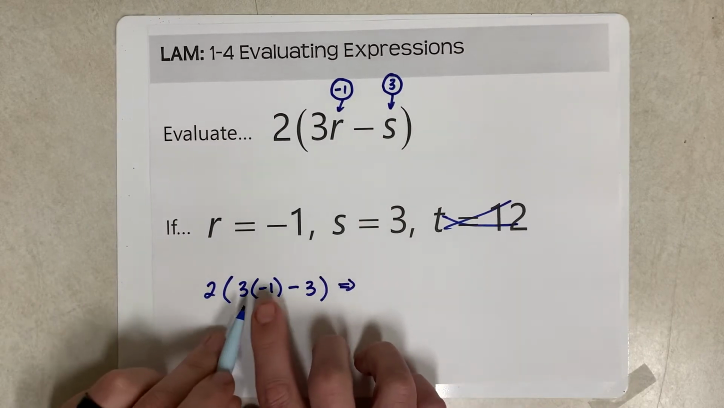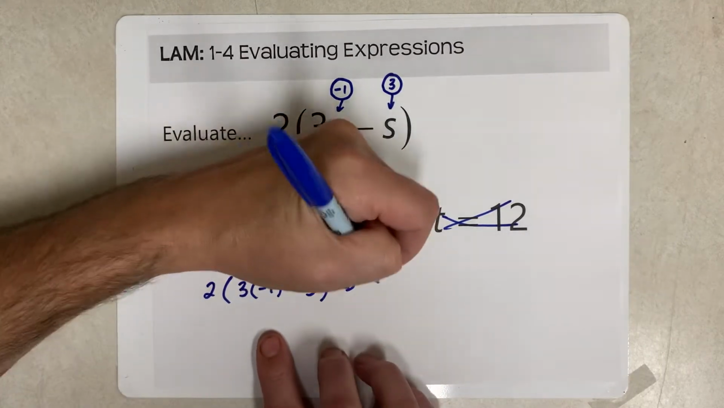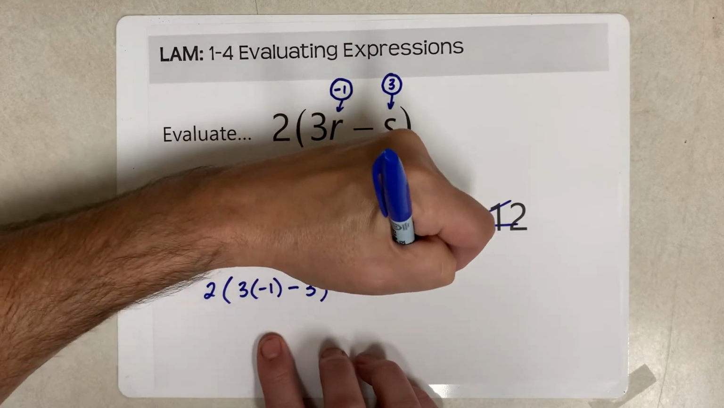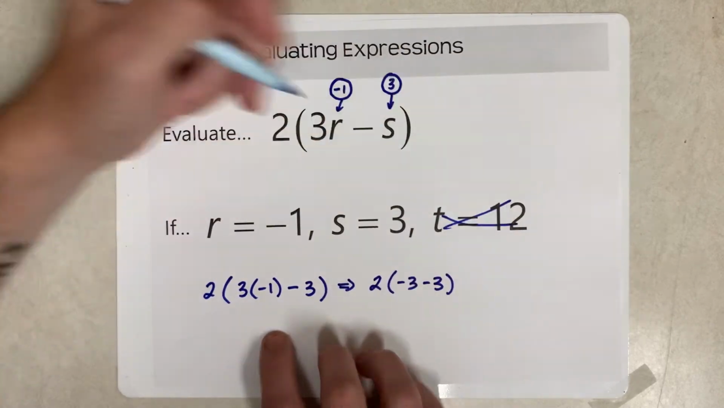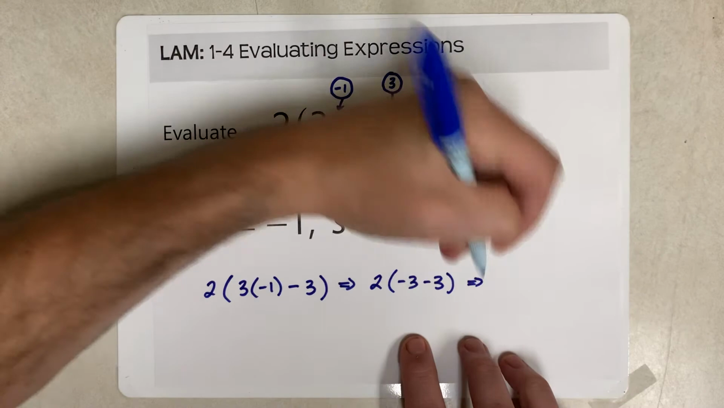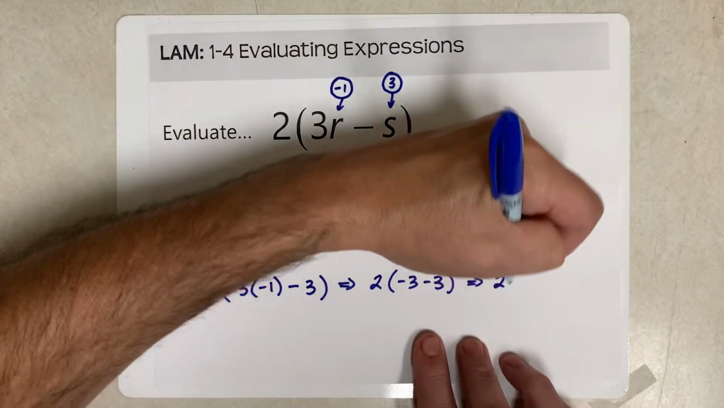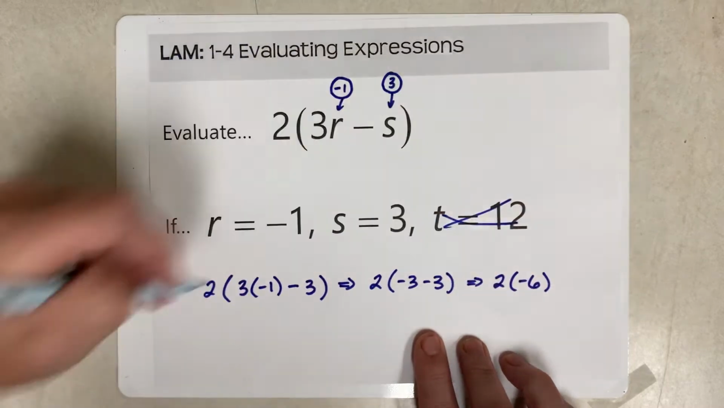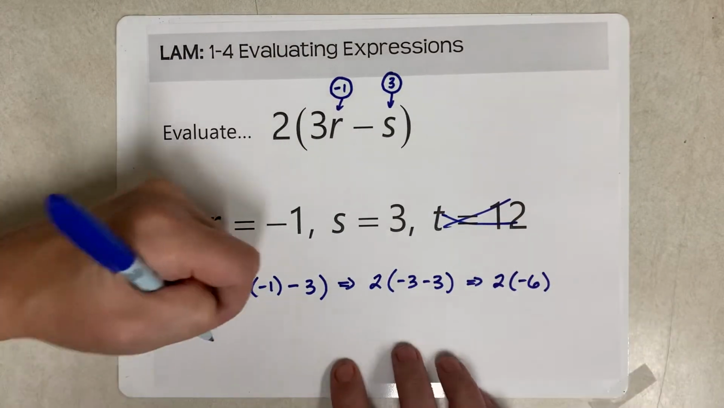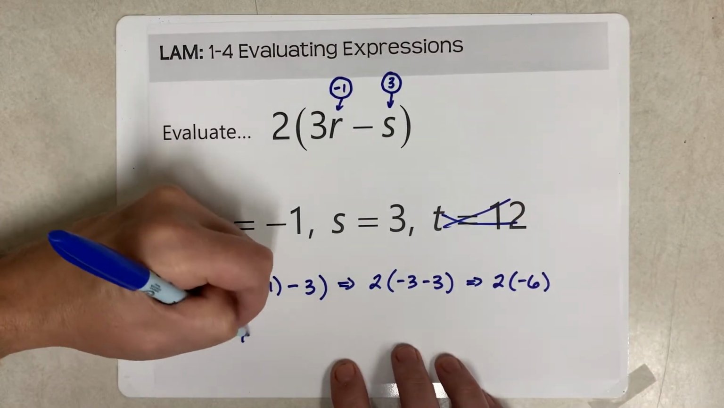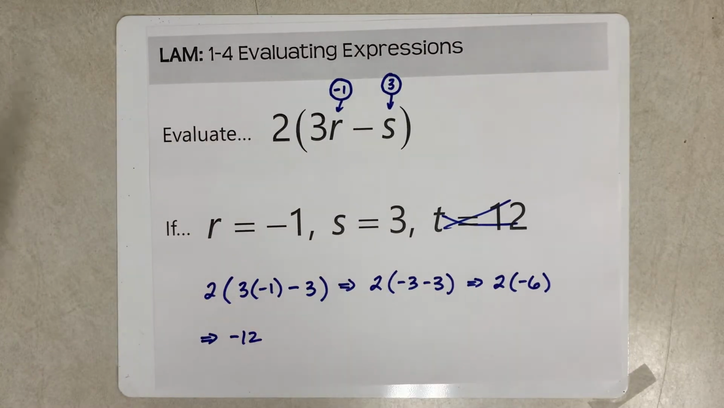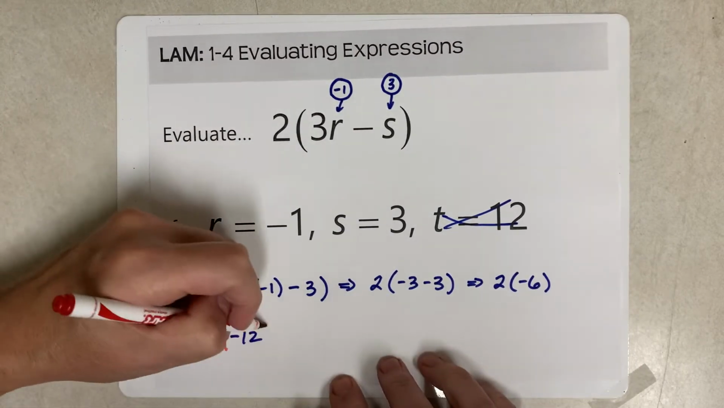Inside the parentheses, multiplication, 3 times -1 is -3. Take away another 3. Again, inside parentheses, -3 minus another 3 is -6. And so then we have 2 times -6 is going to be -12. And that should be your final answer for that one.